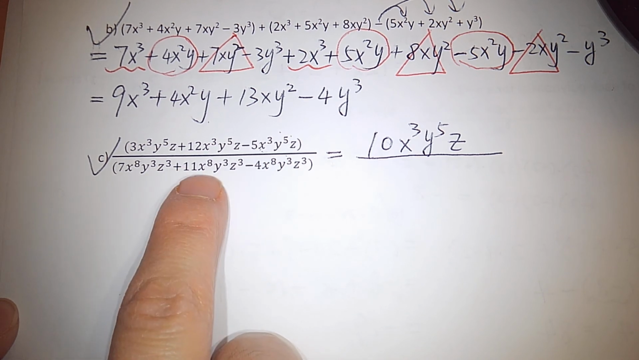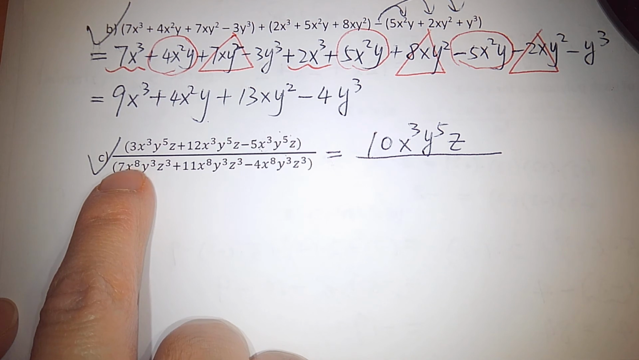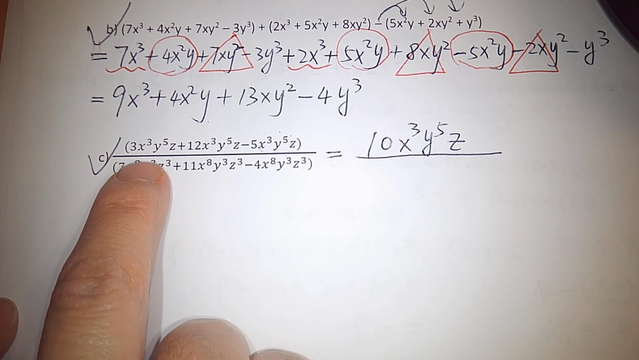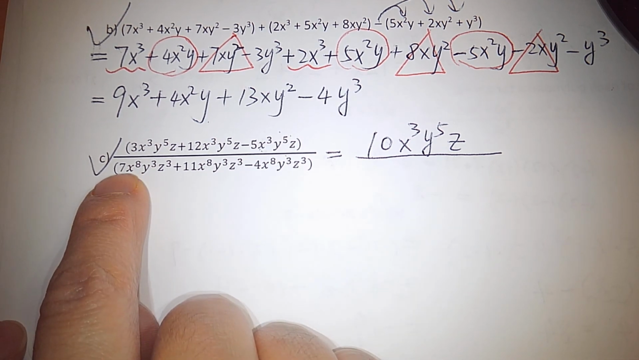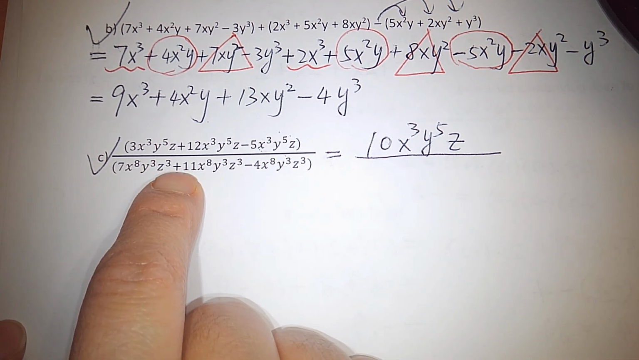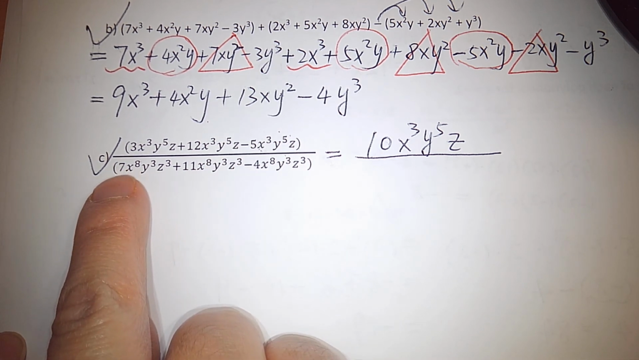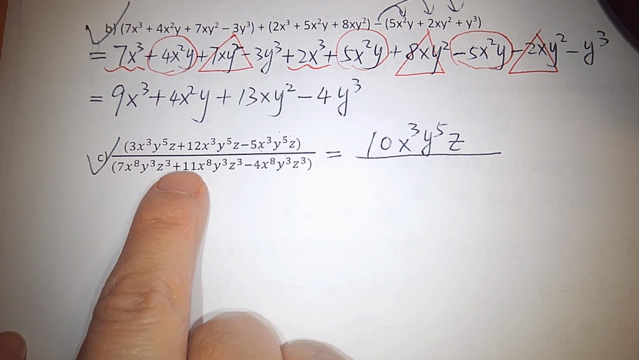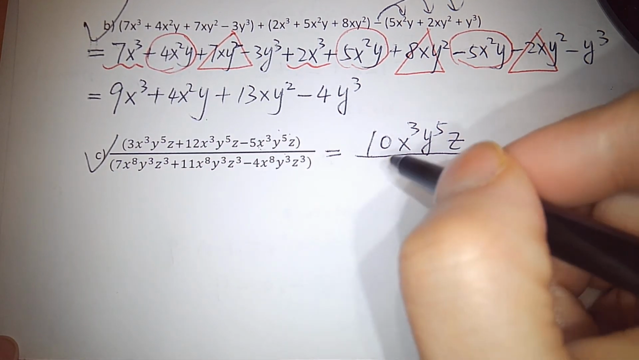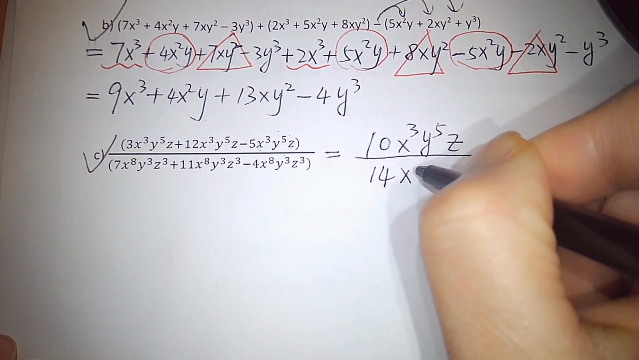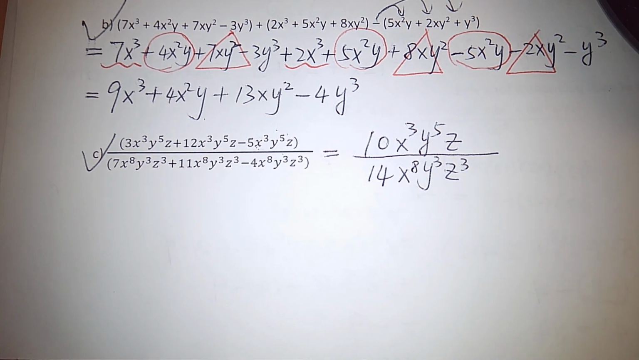Let's check the three terms on the bottom. Are they all like terms? Check. X to the 8, y to the 3, z to the 3. Yes. So we only need to deal with the coefficients 7 plus 11 minus 4, right? 7 plus 11, 18. 18 minus 4, 14. X to the 8th, y to the cube, z to the cube.